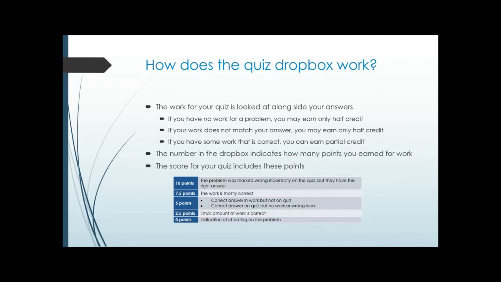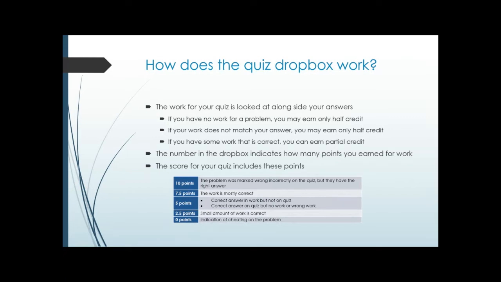So the grader will open up your quiz and then open up the drop box so that they're looking at them at the same time. If you have no work on a problem, you may get only half credit. It depends on whether the problem requires work or not. If it's a problem that really doesn't require any work, then if you got 10 points on it, you're not going to lose any points. But if it's a problem that you got right, but it requires a lot of steps and you have absolutely no steps, you may only earn half credit on that because you're not backing up your answer and it's possible you just got lucky. If your work does not match your answer, you also may only earn half credit.